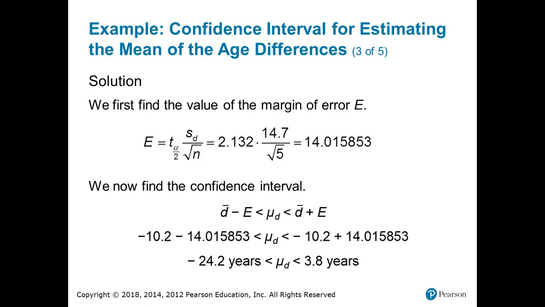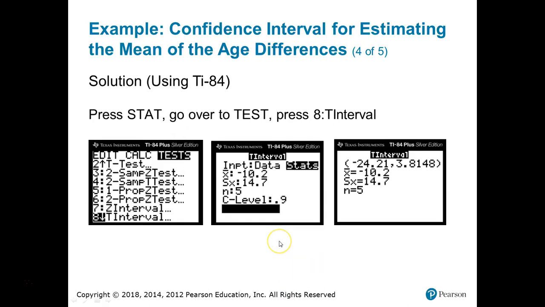So then we find the confidence interval from using this equation right here, and then we get the lower limit of negative 24.2 and the upper limit of 3.8 years. Again, since this is a negative number and this is a positive number, 0 is going to fall in between.